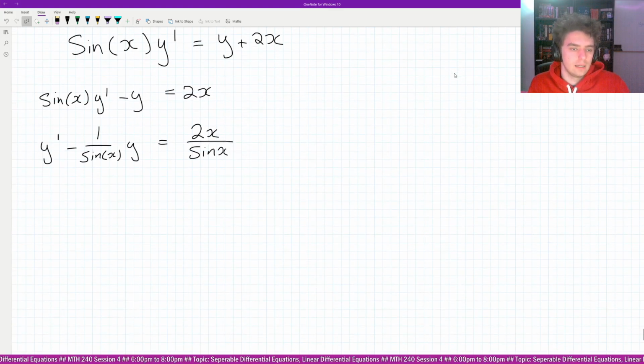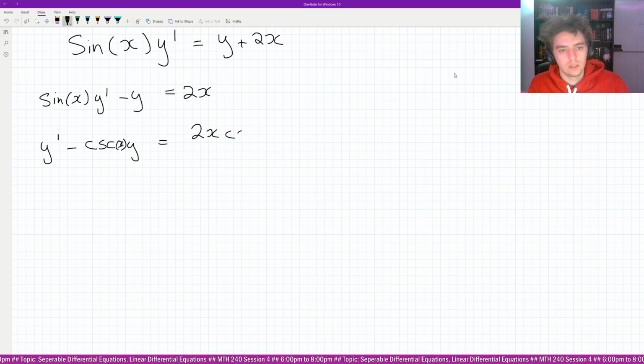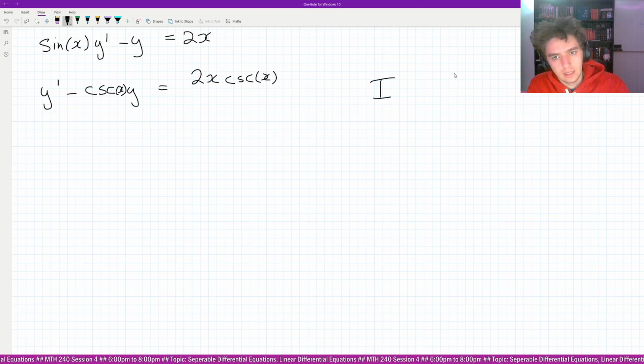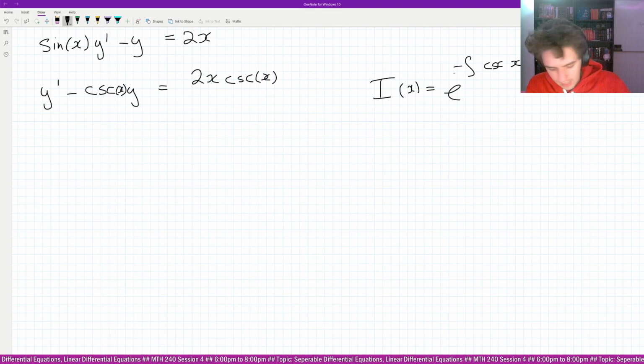Okay. Now this is just cosecant x, right? And this is also cosecant, so I'll just say 2x cosecant x. And now it's in the right form, so we can just use the method for it, right? Which is first find the integrating factor, which is e to the integral of negative cosecant x dx, which is negative the integral. And I need the integral of cosecant.